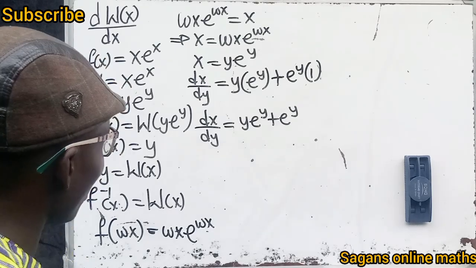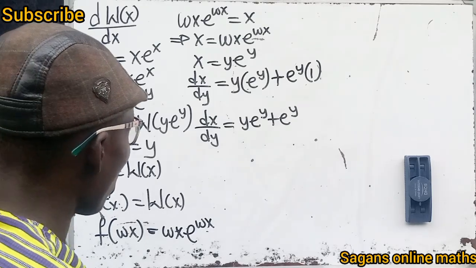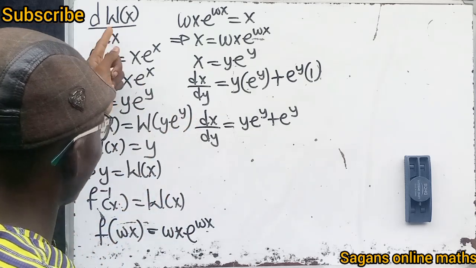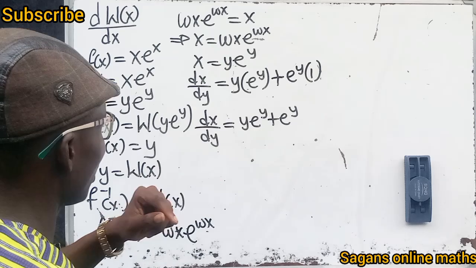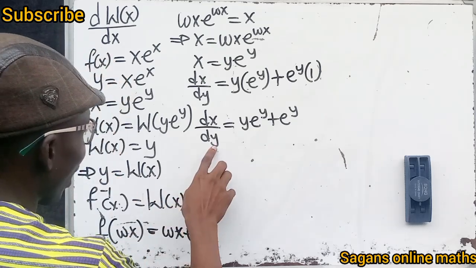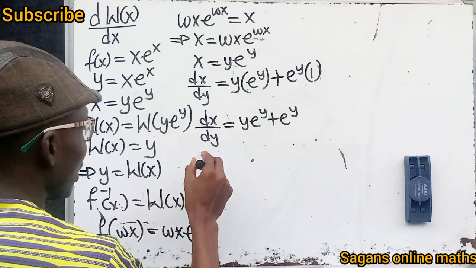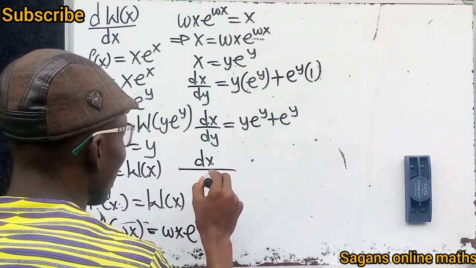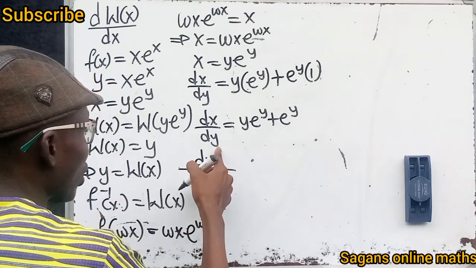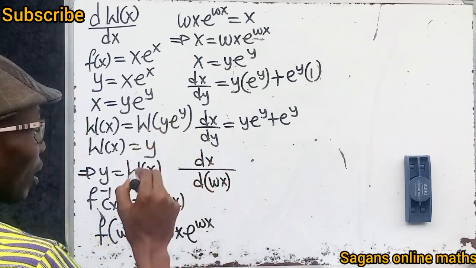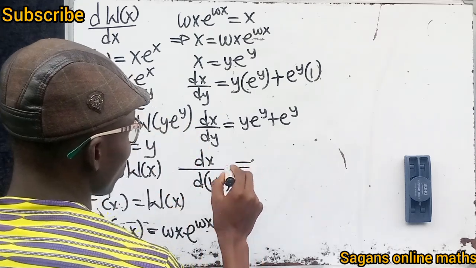Now, what are we going to do? Remember that we are going to find dy over dx. But don't forget that y is the W function of x. Let's go back: y is the W function of x. That means dx over dy, with y being the W function of x, is this, in terms of the W function of x.